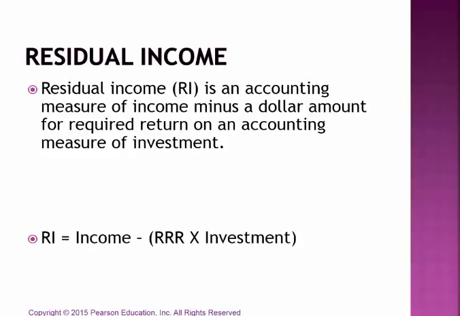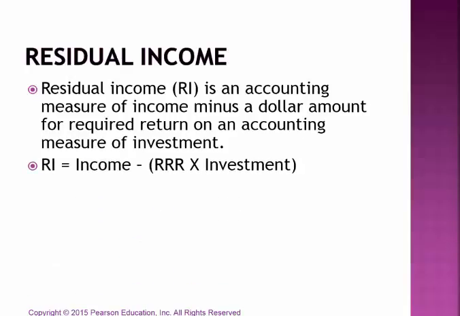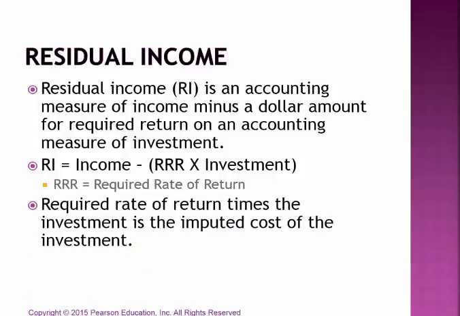The next one we're going to look at is our residual income, or RI. It is an accounting measure of income minus a dollar amount for required return on an accounting measure of investment. So again, what is that required return? It is whatever those investors are wanting to make as a rate. And you can consider it the imputed cost of the investment. The required rate of return times the investment is the imputed cost of the investment.